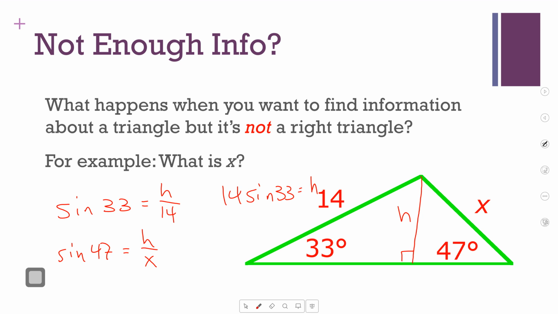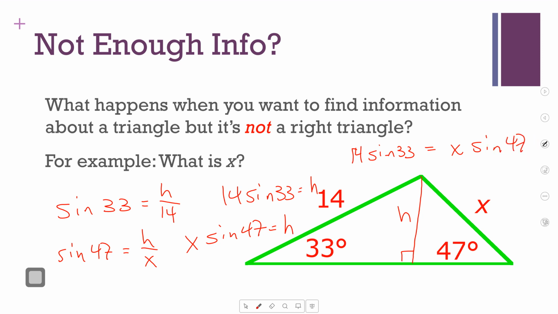Maddie? For the bottom equation, set it equal to h. Okay. Okay, Ethan, back to you. Now what would I do? Substitute. Yeah, they're both equal to h, so substitute one for the other, and I get 14 times the sine of 33 equals x times the sine of 47.